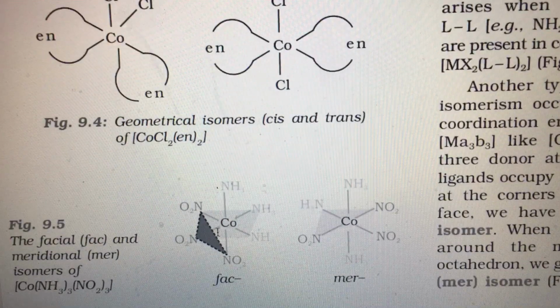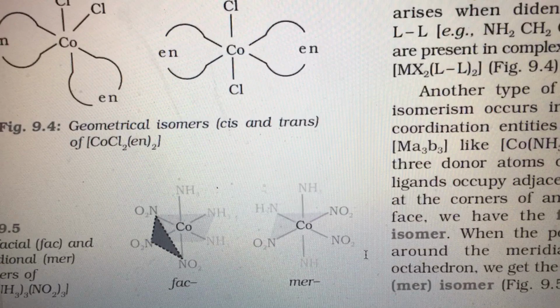Now, the Ma3B3 type they have given is the trinitrito-N triamine cobalt complex ion. In this, it can exist in facial and meridional forms, and these 2 cases we have also seen earlier.